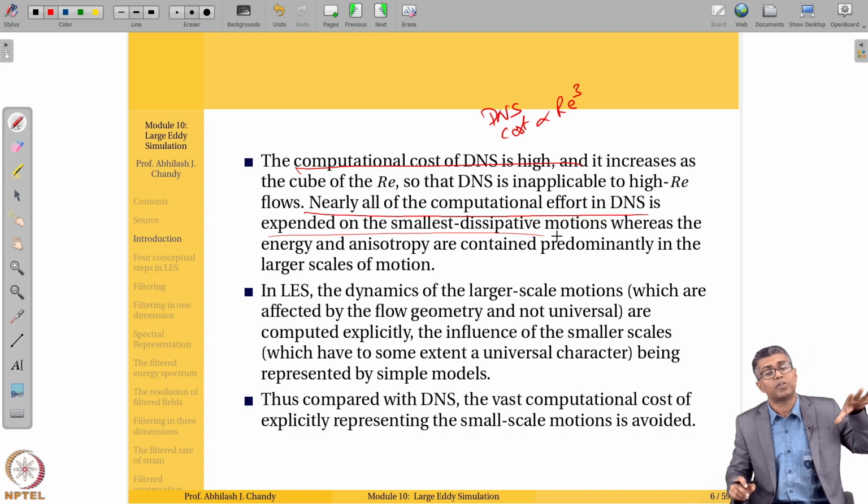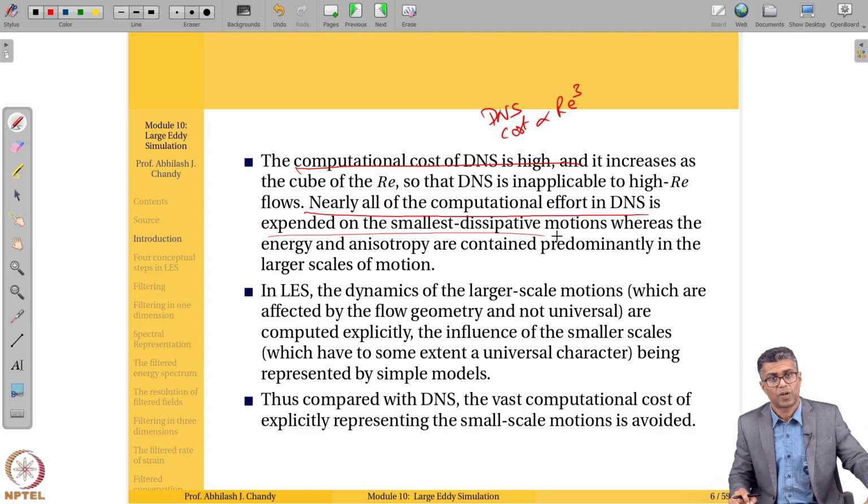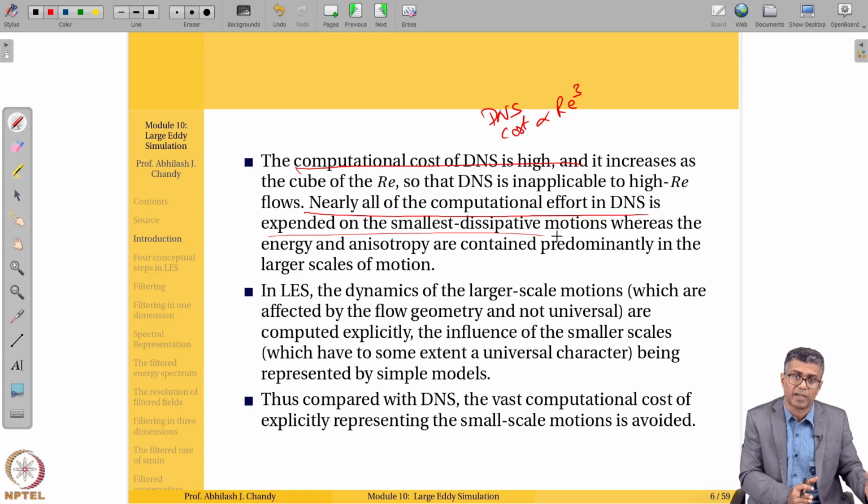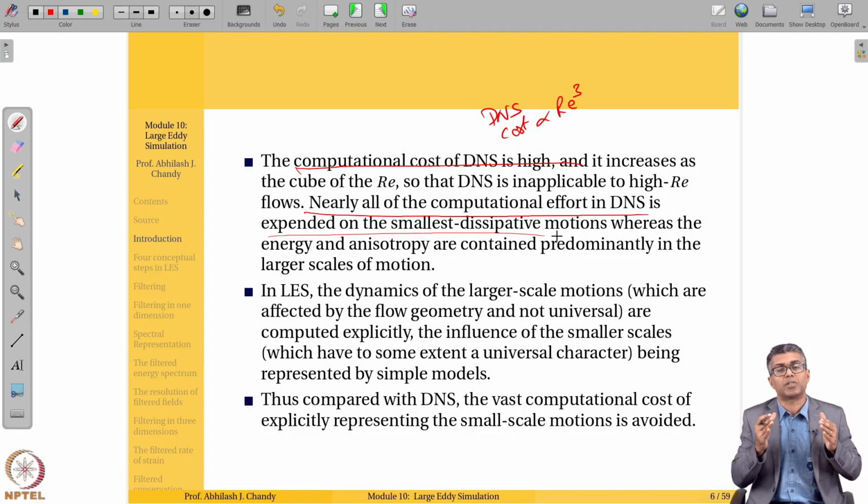Second thing is, most of the energy is contained in the large scales. So the premise of LES is, if most of the energy is contained in the large scales, then why don't we just resolve that? Let's not be as bad as RANS where we don't resolve anything. Let's be slightly better, especially since computers have gotten much faster over the last 2 decades.